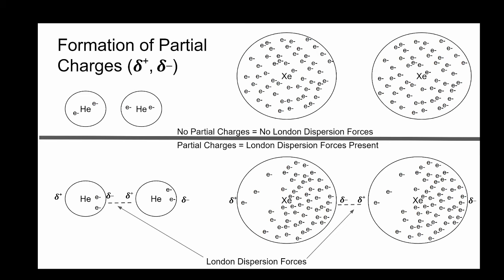However, the atoms on the bottom of this slide have an unbalanced distribution of electrons, causing a partial charge to form for each atom. The symbol delta, shown in the title and on the atoms, represents the partial positive and partial negative charges present. In the cases shown on the bottom, a temporary dipole is formed, allowing London dispersion forces to exist between the atoms. The London dispersion forces are represented on this figure using a dotted line.